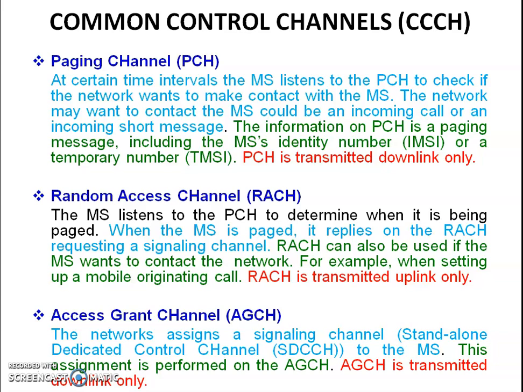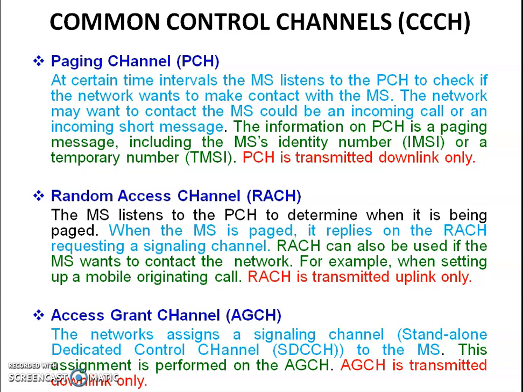One of them is the paging channel. At certain time intervals, the mobile station listens to the paging channel to check whether the network wants to make contact with the mobile station. The network may want to contact the mobile station for an incoming call or an incoming short message. So we see many times, though our phone is idle, some messages come randomly at any time. Even when your system is idle and nothing is happening with the phone, no incoming or outgoing call, we can still receive certain advertising messages on the phone.